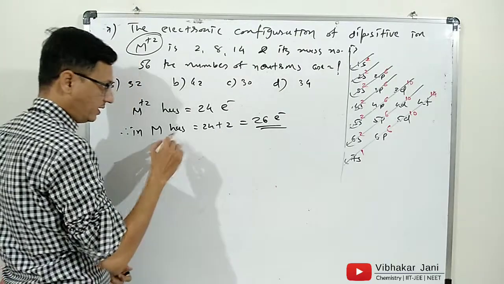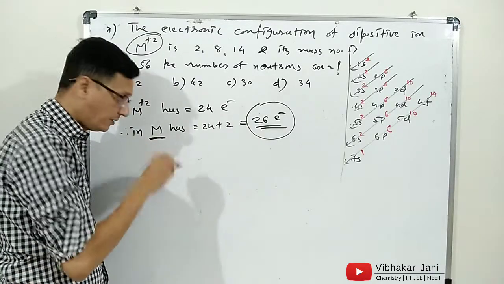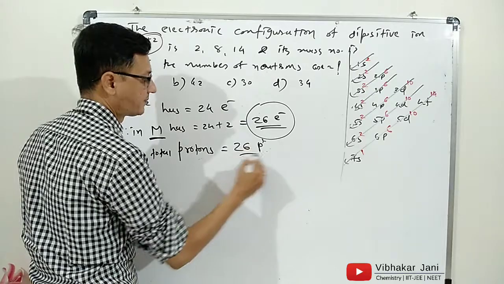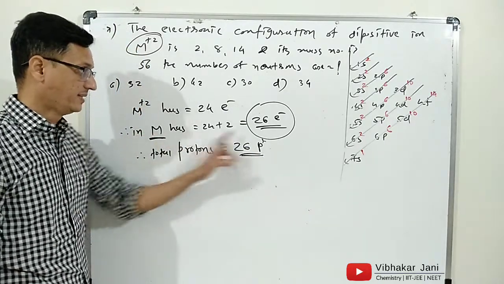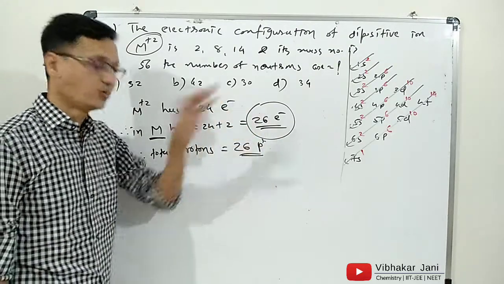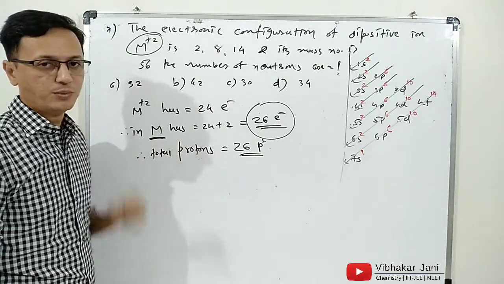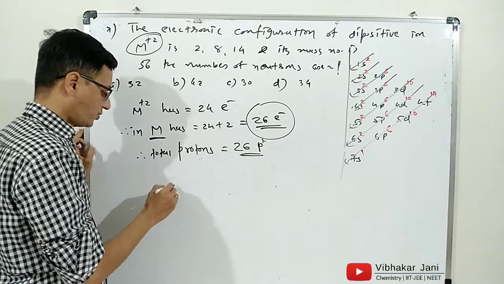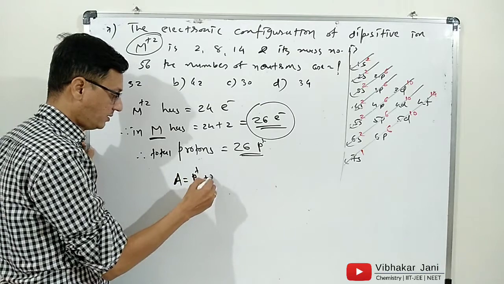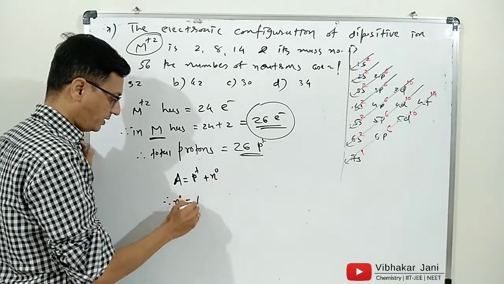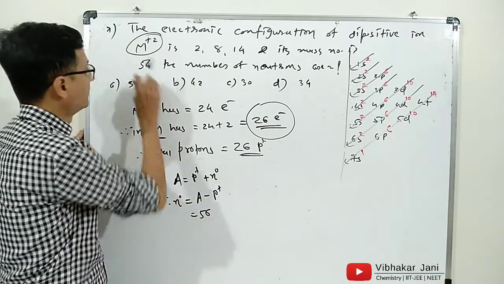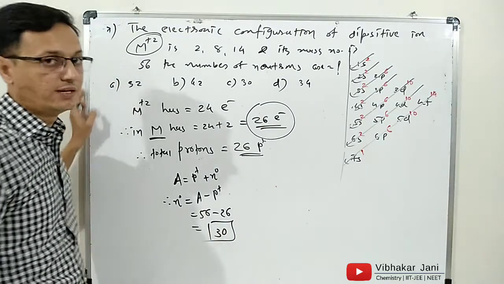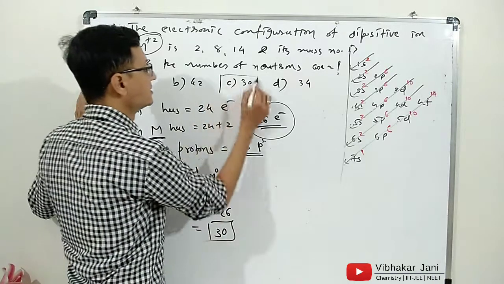Now, if we know the total number of electrons in neutral M, that means the total protons are also 26. Because the atom is neutral, when it has 26 electrons, it must have 26 protons also. Then only it can be neutral. Now we have the total number of protons and the mass number also. So by using this data, we will find the total number of neutrons. Mass number is equal to number of protons plus number of neutrons. So if we want the number of neutrons, that means mass number minus number of protons. Mass number is 56 and the total number of protons is 26. 56 minus 26 is 30. So 30 neutrons will be there in the nucleus of this species. So the answer is C, 30.